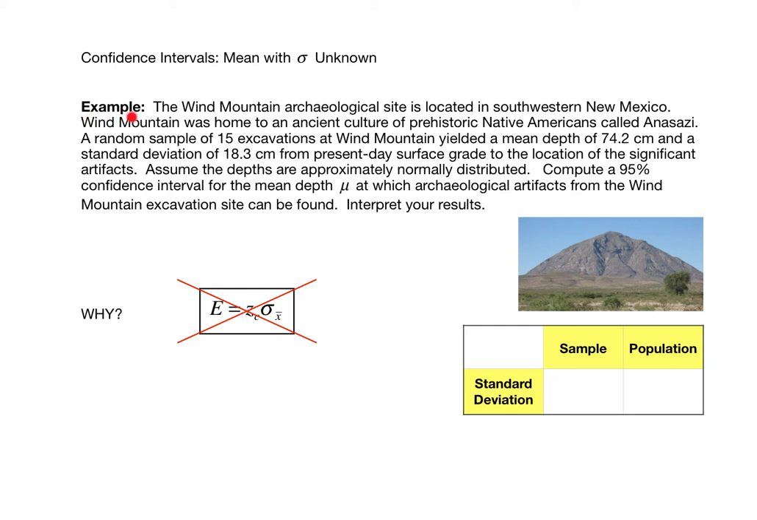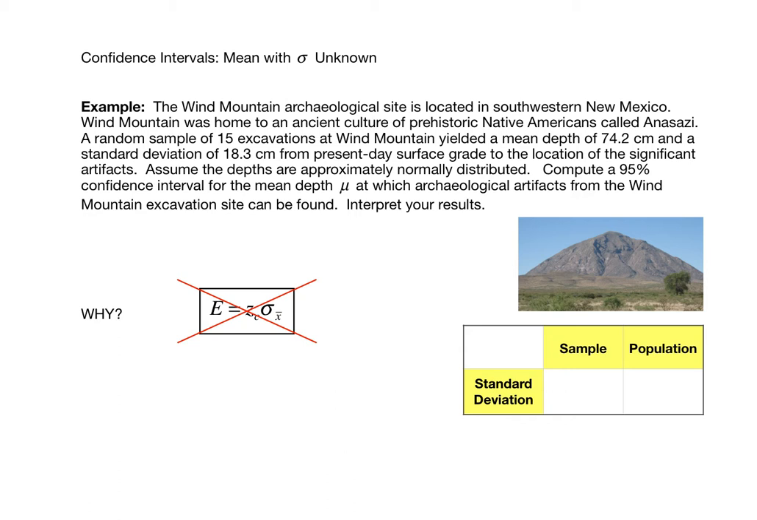Here we have another example of where we're trying to find a confidence interval for an unknown population mean mu. The Wind Mountain archaeological site is located in southwestern New Mexico. Wind Mountain was home to an ancient culture of prehistoric Native Americans called Anasazi.